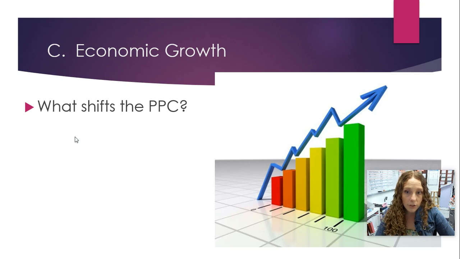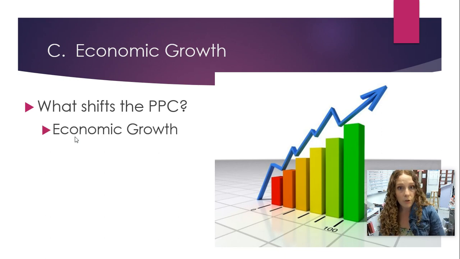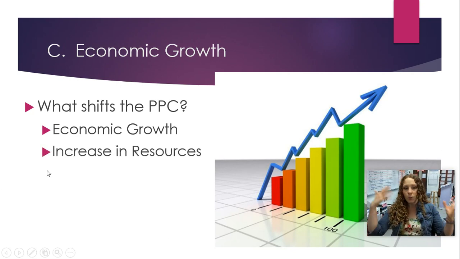Again, what we mean by shifting it is actually moving it over or moving it under. Economic growth can do that when the economy expands because there are more businesses, more industries, more people to employ. That would mean economic growth. It can also happen because of an increase in resources. Say we find a new resource that we can use, or somehow we find a new way to produce something.